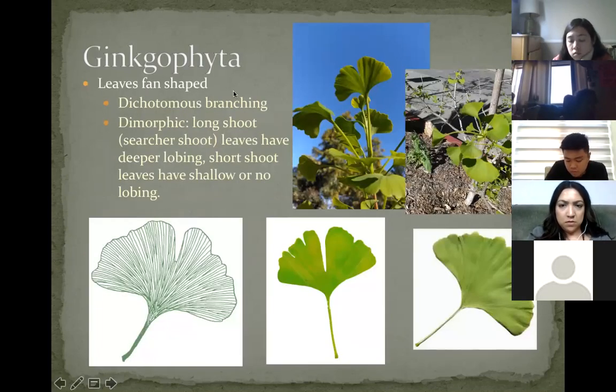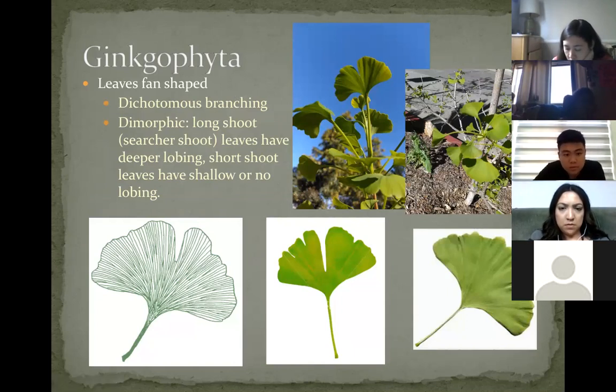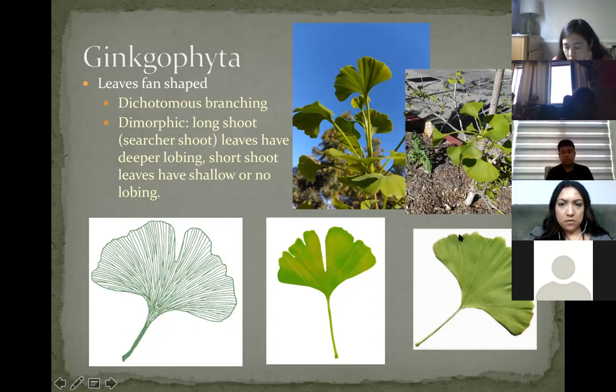So they do have dimorphic leaves, meaning that they have two different leaf morphologies on the same plant. The leaves of ginkgos that usually have a deeper lobing are going to be found on the long shoots, whereas the leaves that have more of a smooth surface are usually going to be found on the short shoots. And I'll show you guys what the long shoot versus the short shoot looks like on the next slide. But again, long shoot leaves will always have that nice, really deep lobing, whereas the short shoot leaves are going to be a lot smoother at the top of the leaf.